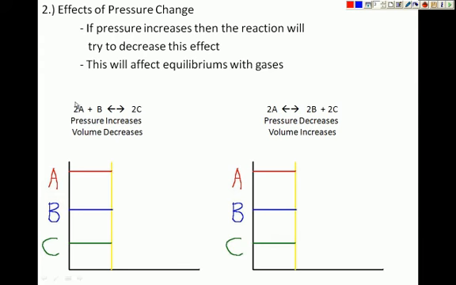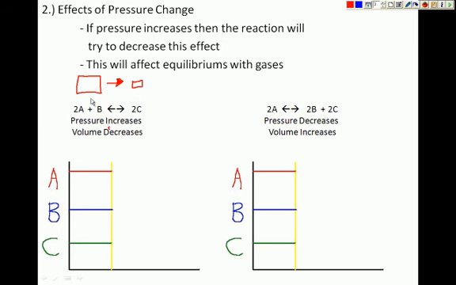And let's take a look at this one right here. So we have 2A plus B making 2C. So this is two gases, 2A gas, and this is B gas, and making C gas. So if the pressure increases, then the volume decreases. So what I like to think of is that our equilibrium is taking place in a box. And what is happening, the pressure is being increased. And what is happening is that that box that the reaction is taking place in just got smaller. Okay, so the pressure increased, or in other words, what we can also say is the volume decreased.